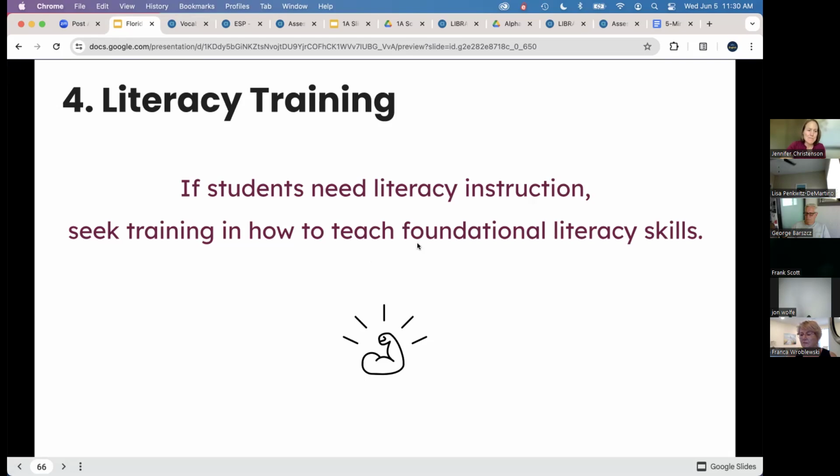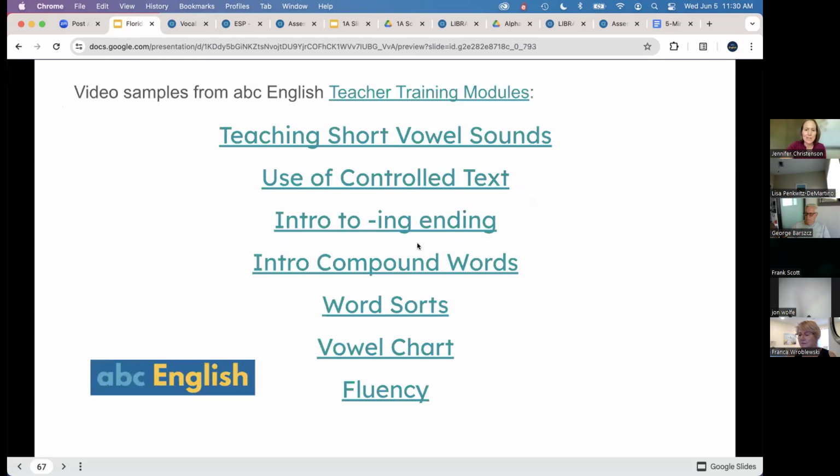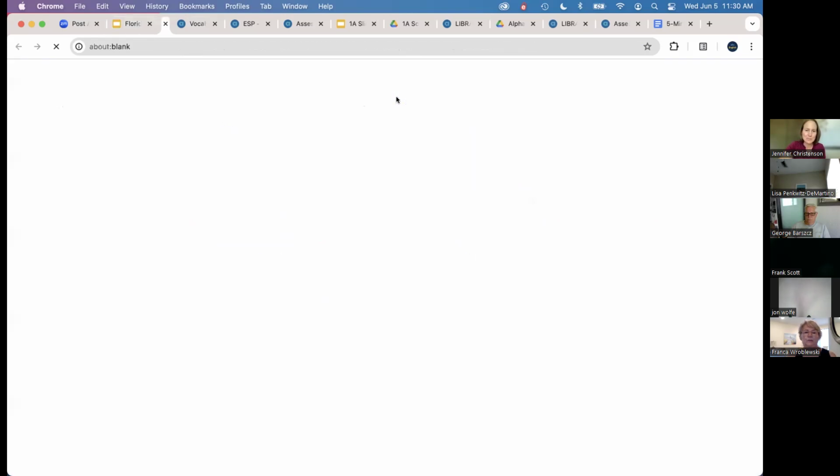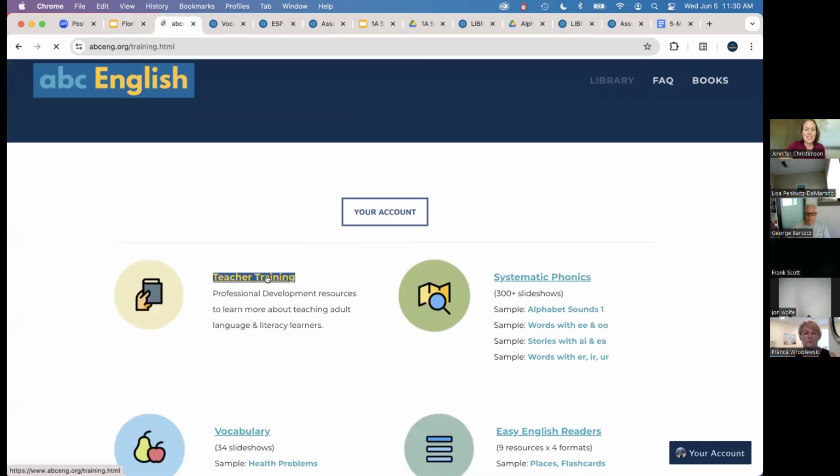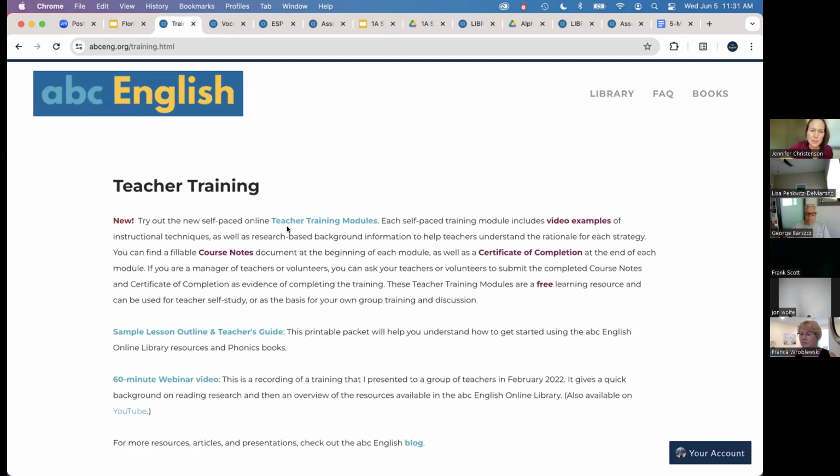I have seen that that's a big gap in what's available to our profession. So that's one project I've been working on currently, creating some teacher training modules to help teachers understand how to teach foundational literacy skills specifically to adult English learners. This is at the ABC English Library in the training category. These are brand new. I just put them out within the last month. The modules include video examples of instructional techniques, as well as a lot of background information from research. Every module has a course notes document, as well as a certificate of completion.